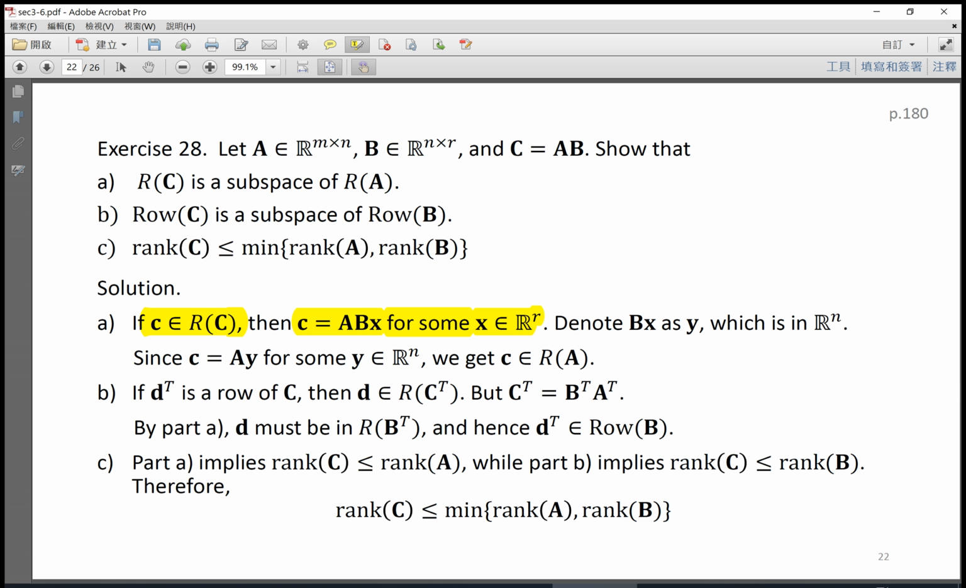If we denote Bx as y, then ABx can be written as Ay. Hence, c equals Ay for some y in R^n. And again, by the definition of column space, we know c belongs to the column space of A. Since every vector in the column space of C also is in the column space of A, we conclude that the column space of C is a subspace of the column space of A.